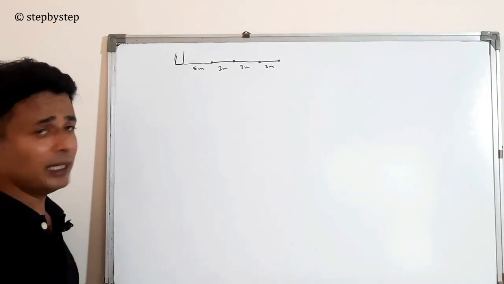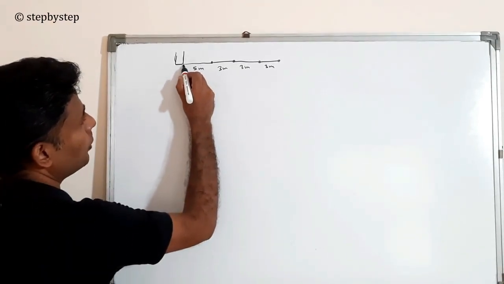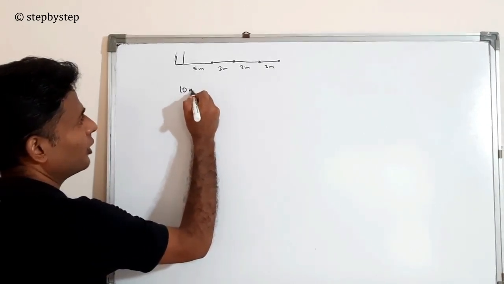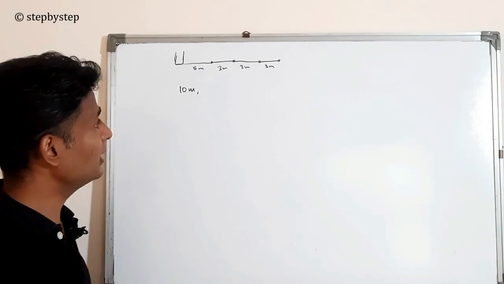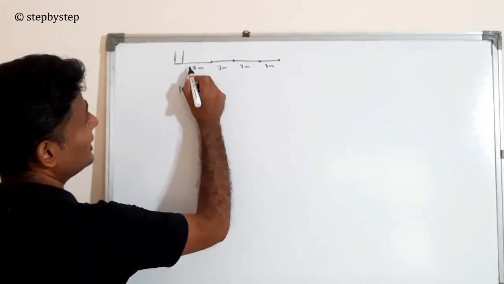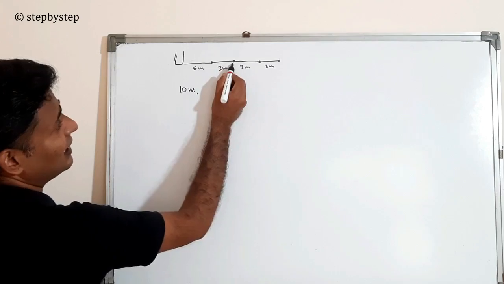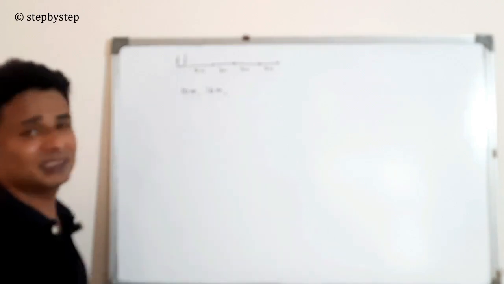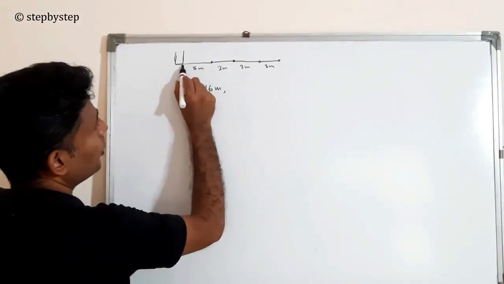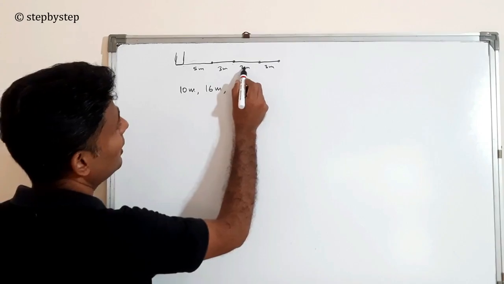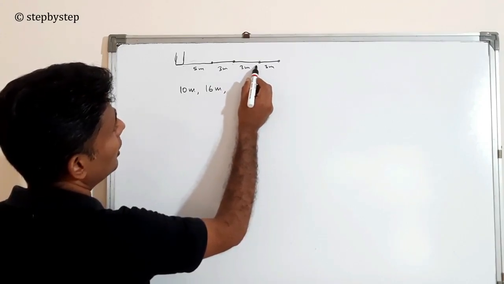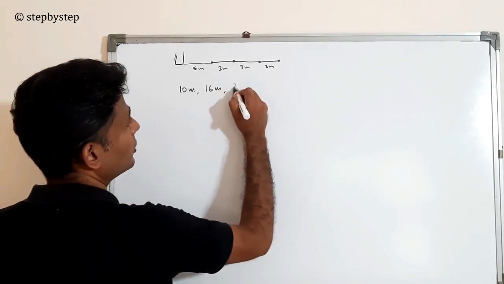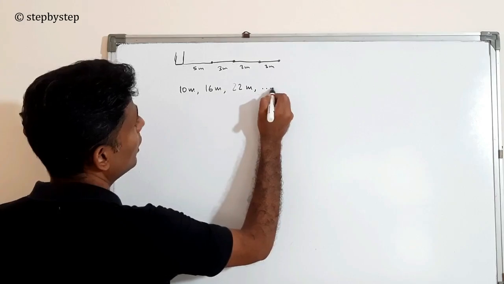So how do we form the AP? Now for the first potato, he goes 5 meters and comes back 5 meters. So for the first potato, he is traveling a distance of 10 meters. For the second potato, he goes 5 plus 3, that is 8 meters, and comes back 8 meters. So it becomes 16 meters. For the third potato, he goes 5 plus 3 plus 3, that is 11 meters and comes back 11 meters. So that's a total of 22 meters.